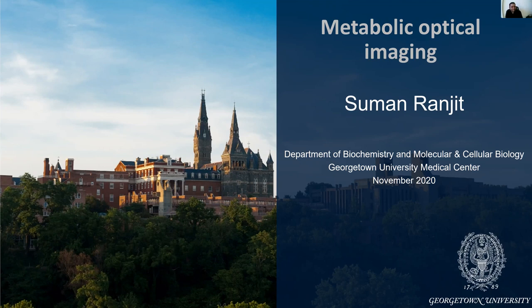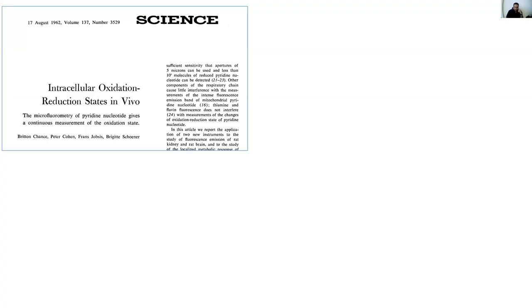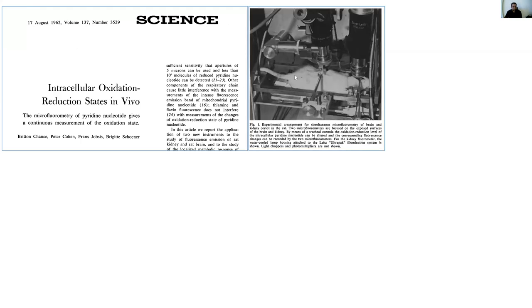But anyway, going back. Most of the optical imaging, optical metabolic imaging, you can actually trace the roots to this paper from Britton Chance in Science in 1962. It's looking at intracellular oxidation and reduction states in vivo. And what they're doing is looking at the anesthetized mouse, in kidney and brain.